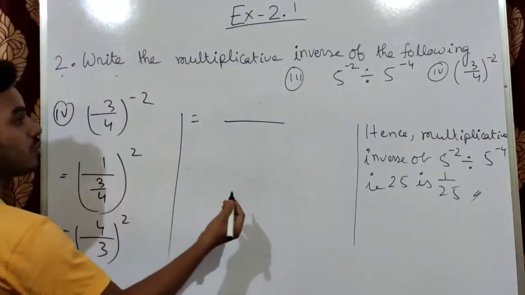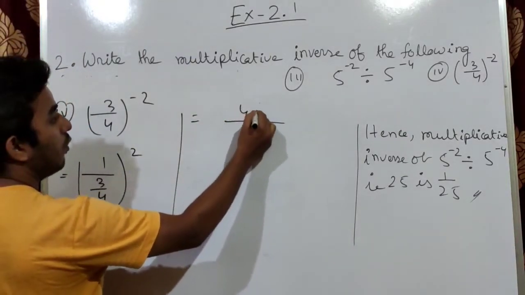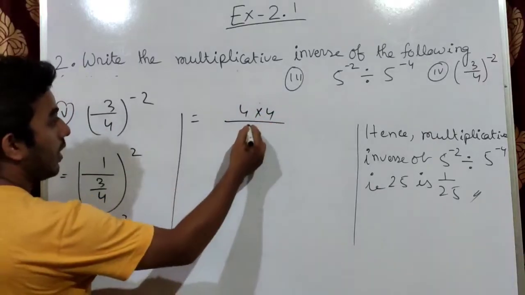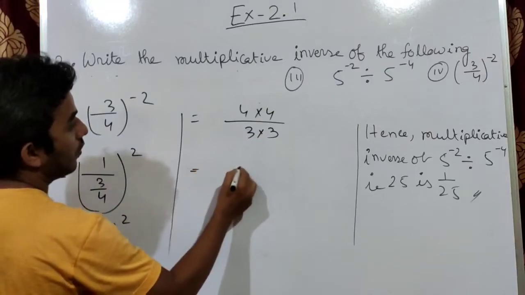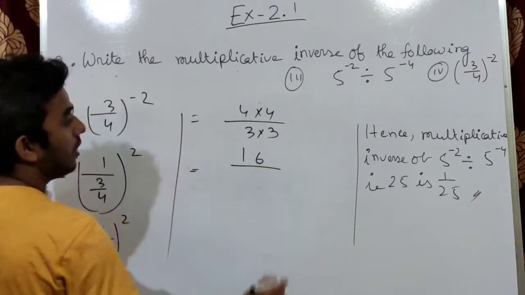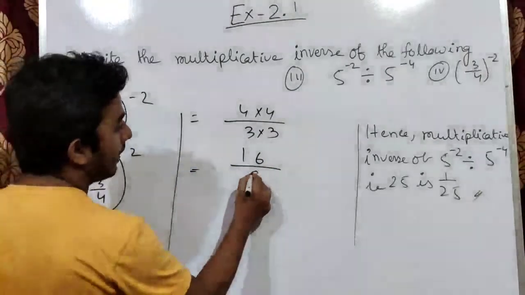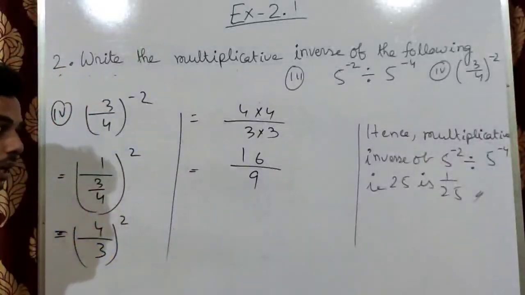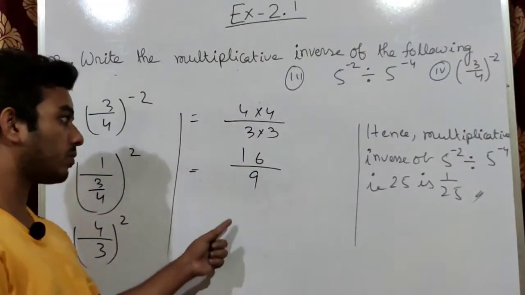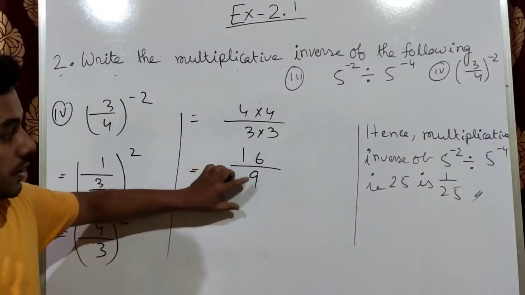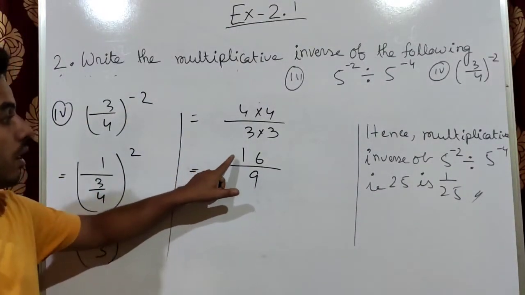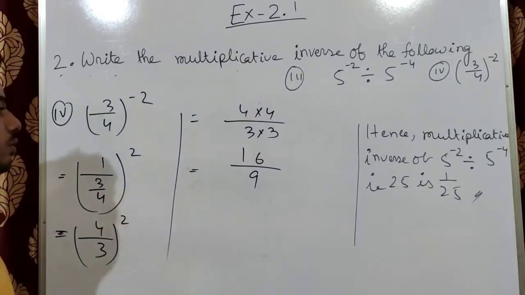4 square means 4 into 4, and 3 square is 3 into 3. 4 into 4 is 16, 3 into 3 is 9. Clear? So our required answer is 16/9. Now we have to find the reciprocal of 16/9.